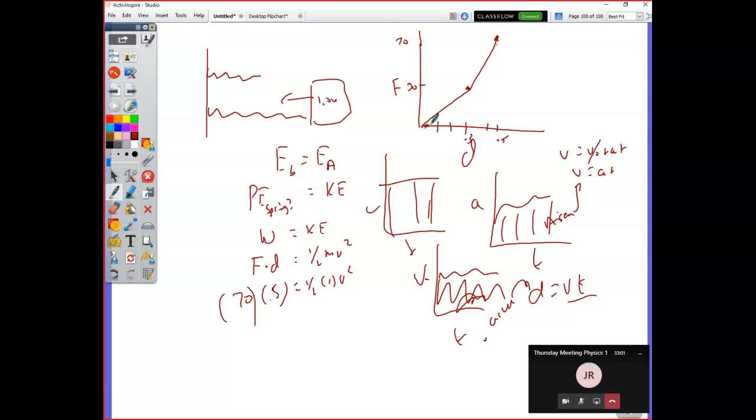So to get how much work it is from here to here, we're going to have to do the area underneath the curve from 0 to 0.5.